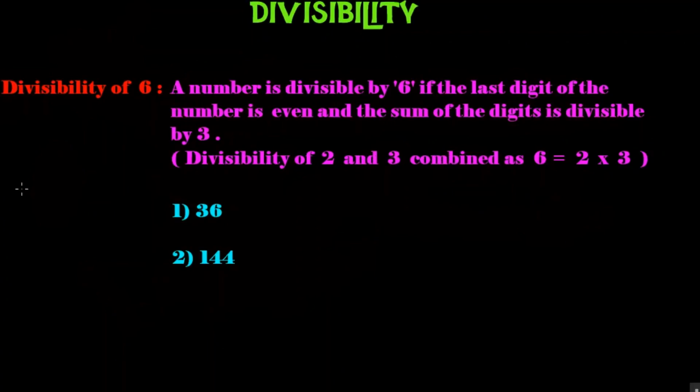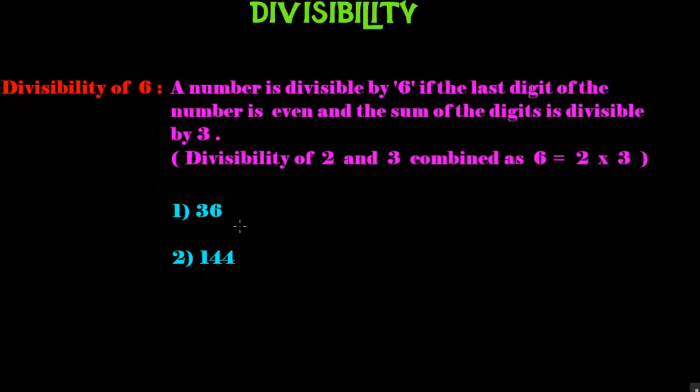In this way, we can also find out divisibility of like 26, as it would be divisibility of 13 and 2 combined, right? We can also find out divisibility of 18 as it would be divisibility of 2 and 9 combined, right? Similarly, divisibility of 6 is divisibility of 2 and 3 combined. Now let's check out some examples.